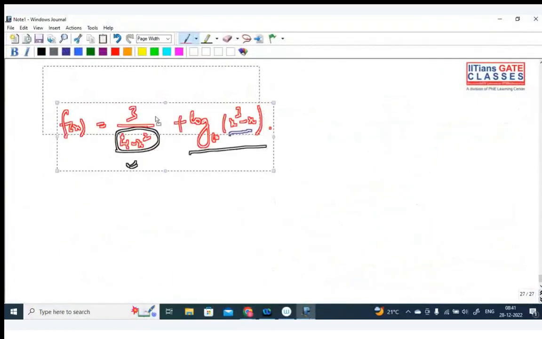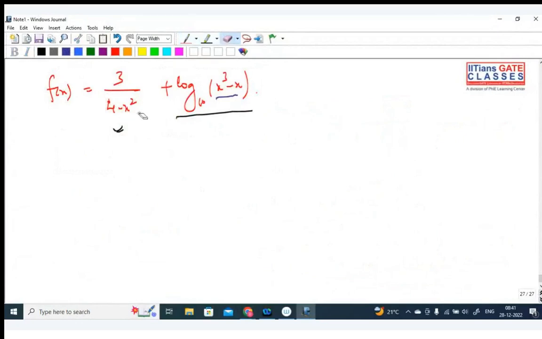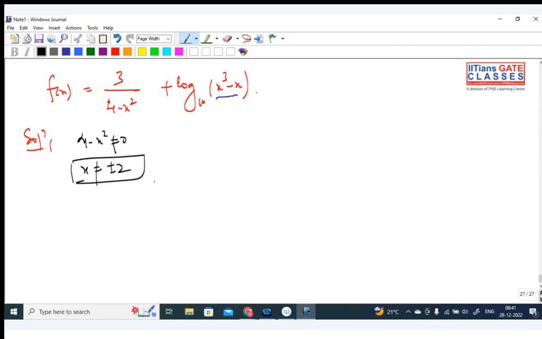This is the question. There are two parts, one part is this, one part is this. So try to solve part-wise. So this is numerator by denominator. What I have told you is that this denominator should not be equal to 0. 4 minus x square should not be equal to 0. What is the meaning of this? From here you can say that x should not be equal to plus minus 2. This is done. So x belongs to the entire real line minus these numbers. These numbers are not included. This is for this, and this is the domain belonging to this.